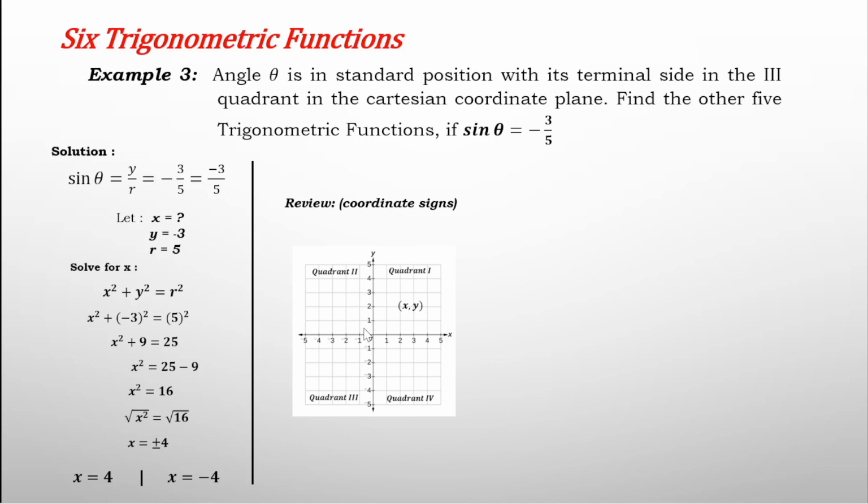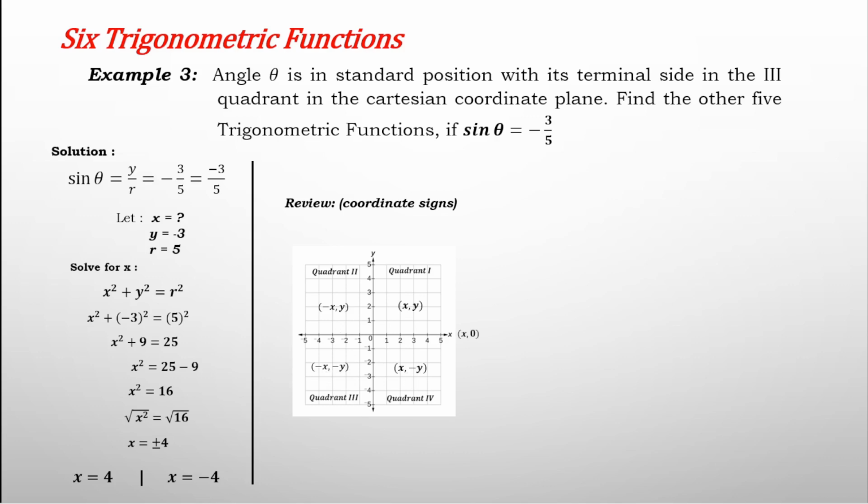When a certain point lies in the first quadrant, x and y are all positive. But if it is in the second quadrant, x is negative, y is positive. If it is in the third quadrant, x is negative and y is negative. But in the fourth quadrant, x is positive, y is negative.